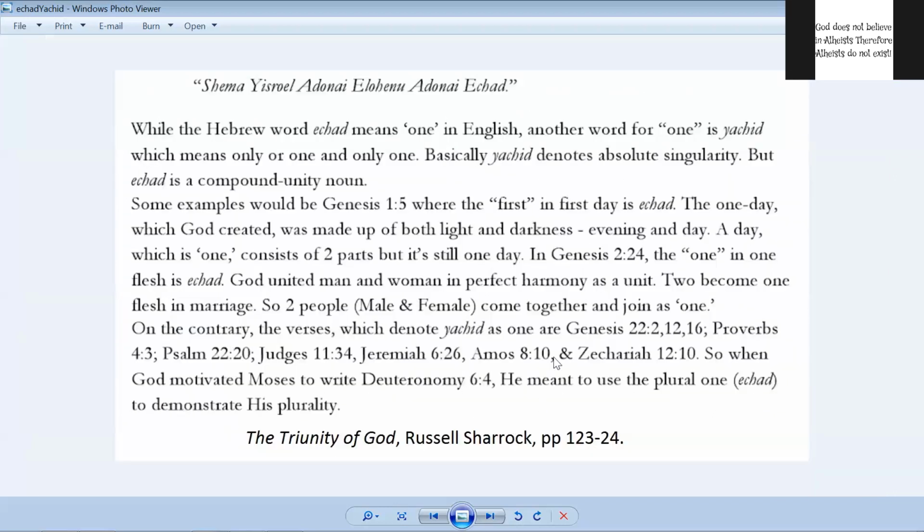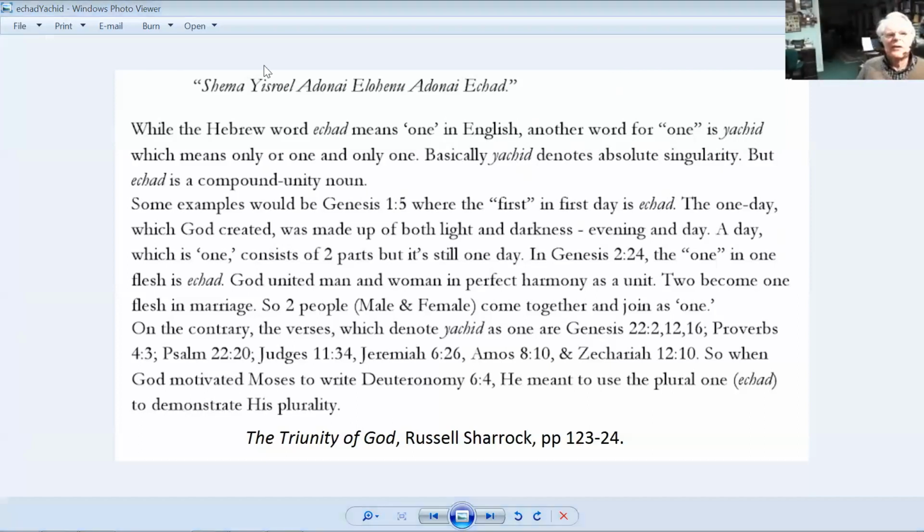So a couple of questions here, Anthony. Is there such a thing in grammatical rule called a compound unity noun? And is it true that these two words are completely different, Yachid and Echad? What would you have to say? Well, yes, compound, you could say the collective noun in English is compound one, like a family is compounded of various members. A team is compounded of various members.